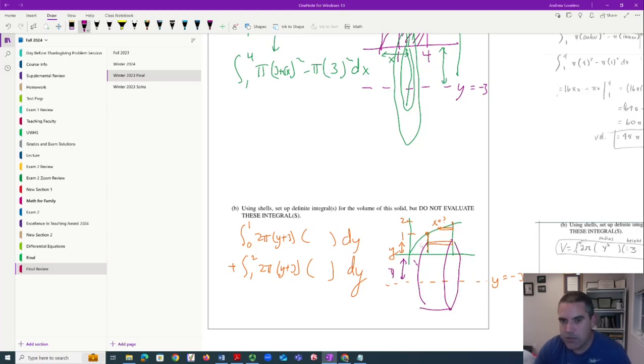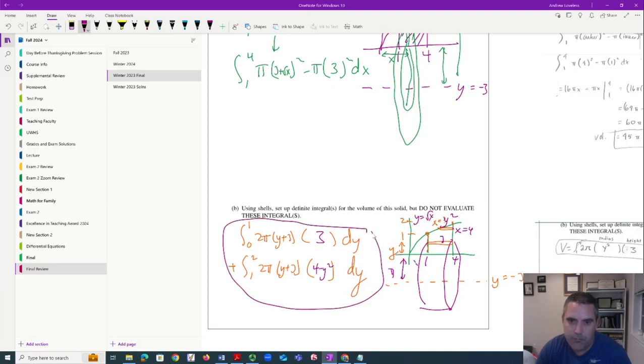The height is going to change. So here it's going to be 4 to 1, so it's going to be 3. This is 3, and that's going to be true from 0 to 1. But from 1 to 2, it's going to be x equals 4 on the right, and x equals y squared on the left. So it's going to be 4 minus y squared. I know it's y squared because y was the square root of x.